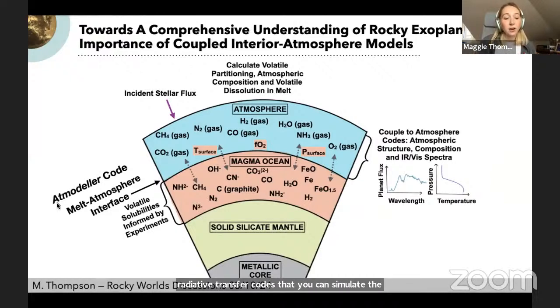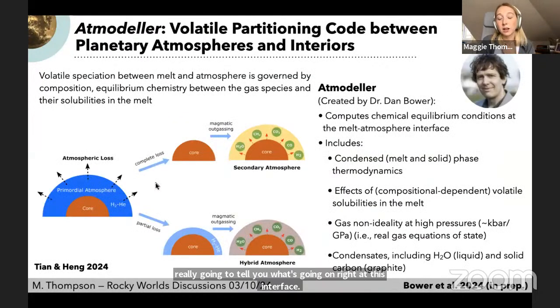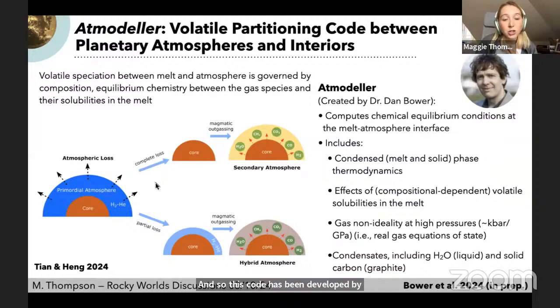So what I'm going to focus on is a code called Atmodeller, which will allow us to understand the partitioning of volatiles for either a solid or molten surface. It's really going to tell you what's going on right at this interface. And so this code has been developed by Dan Bauer, who's at ETH. And it is a chemical equilibrium code that will include multiple things.